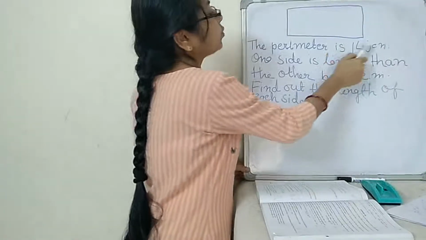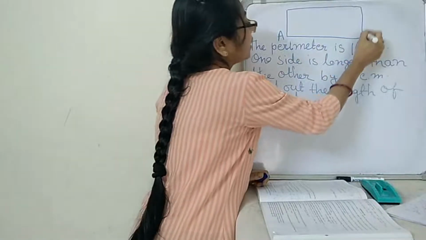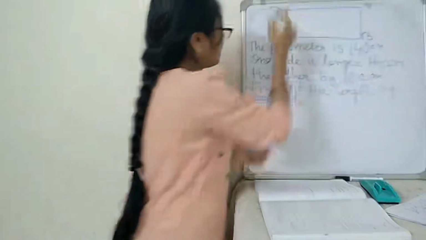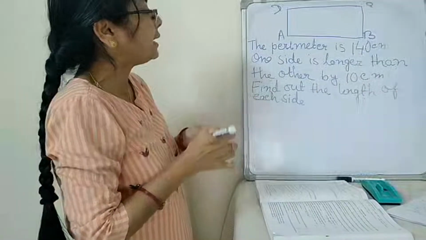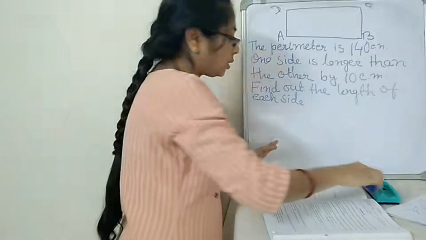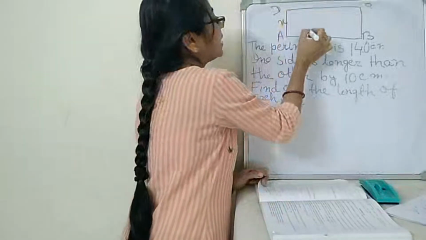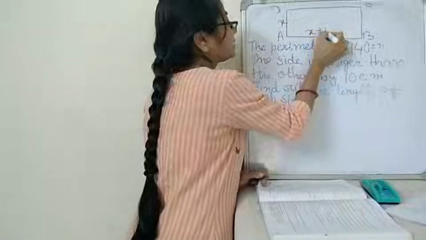The perimeter is 140. Write the rectangle A, B, C, D. One side is longer than the other side. I do not know the value of any one side. So let me start: this one is x and this one is x plus 10.